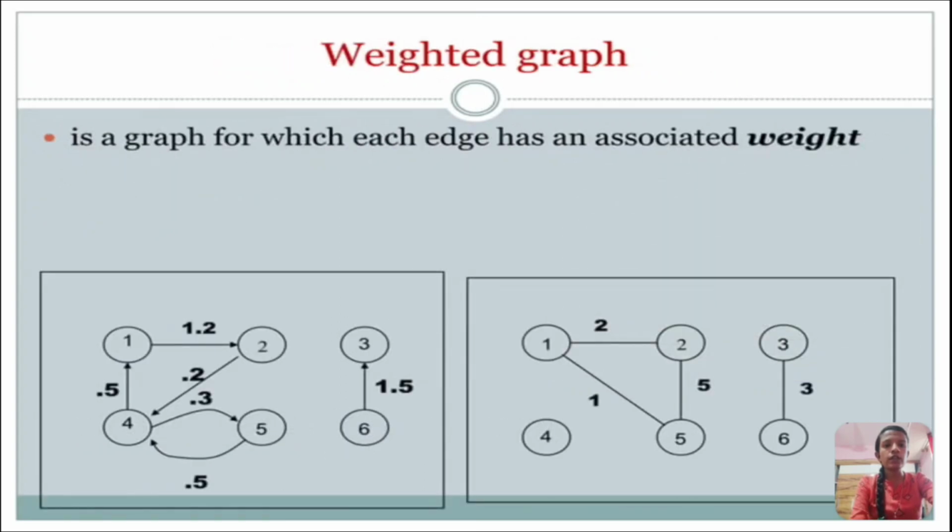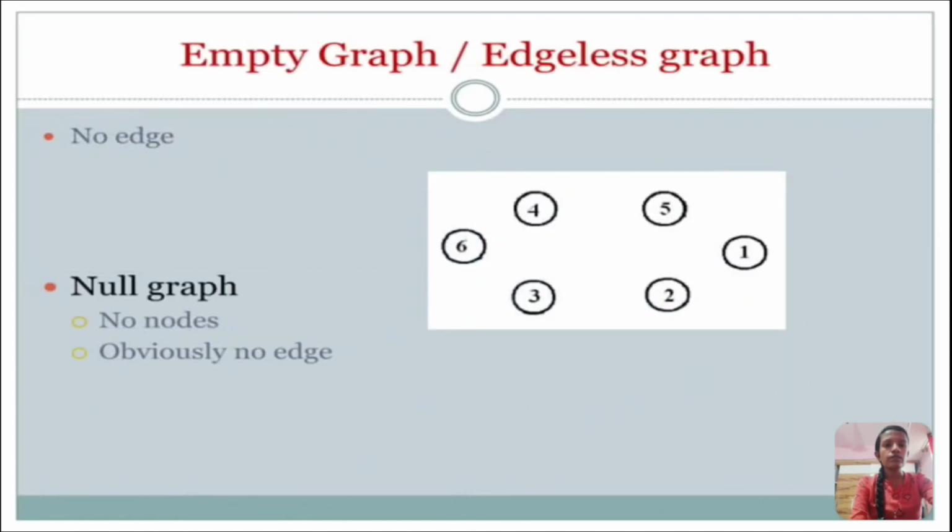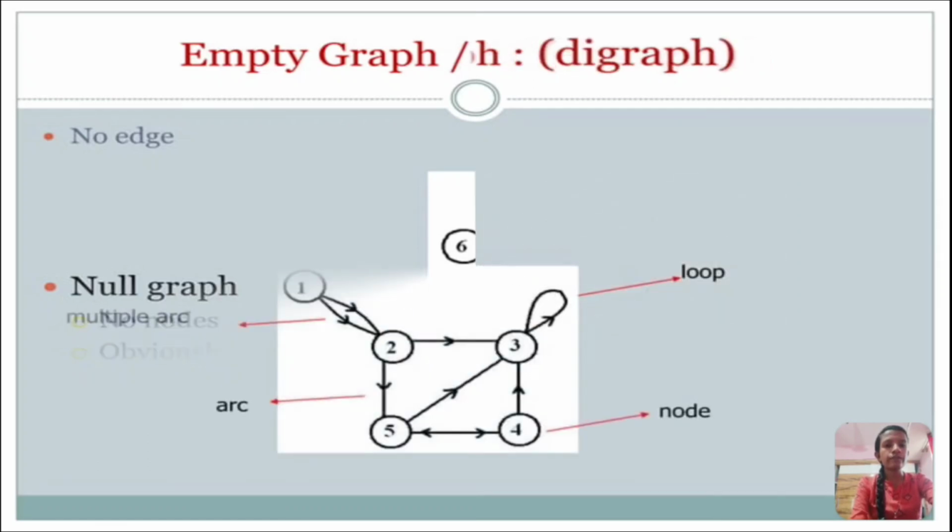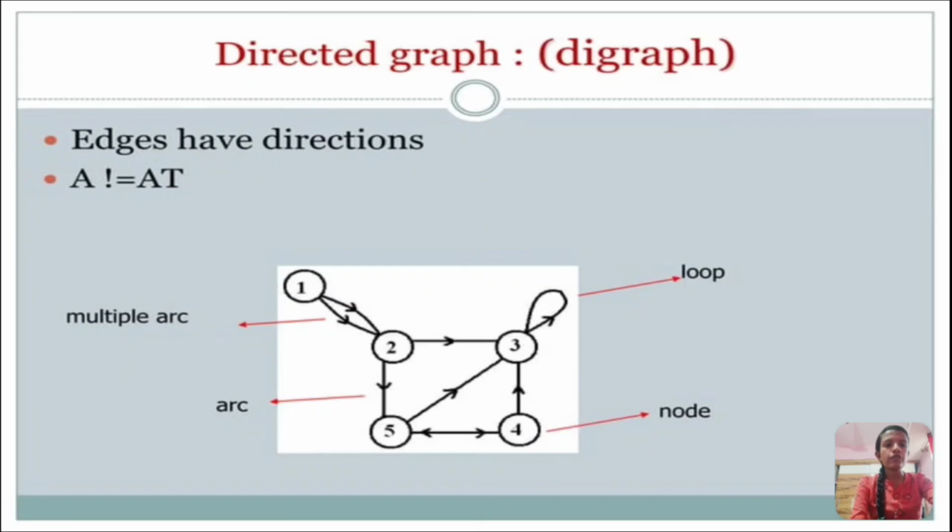Coming to this weighted graph. A weighted graph is a graph for which edges have an associated weight. Empty graph, edgeless graph: it does not contain any edges. It is a null graph with no nodes, obviously no edges. Directed graph or digraph: edges have direction, where A is not equal to A^T. We can see the diagram with loop, node, arc and multiple arc.